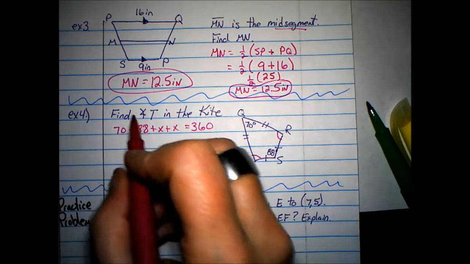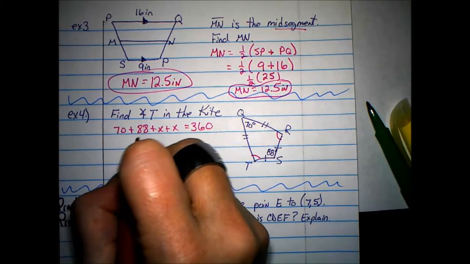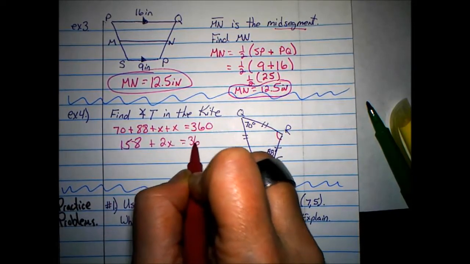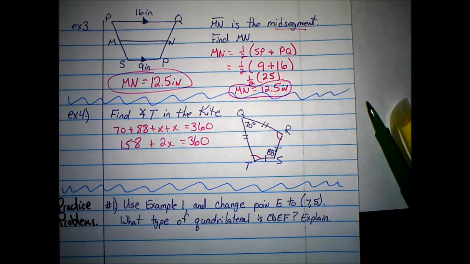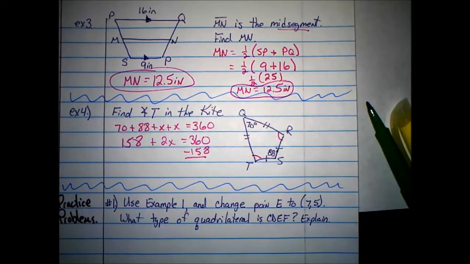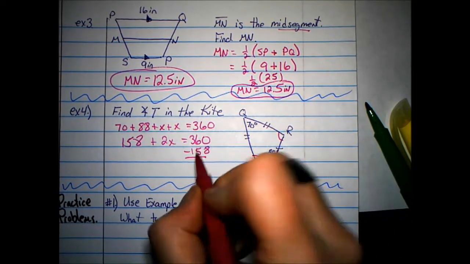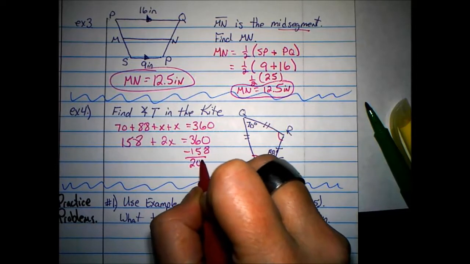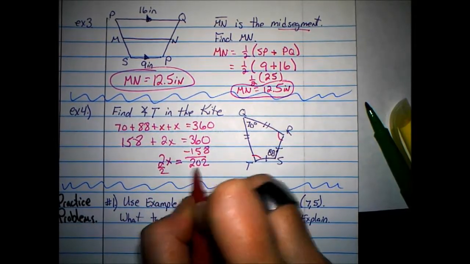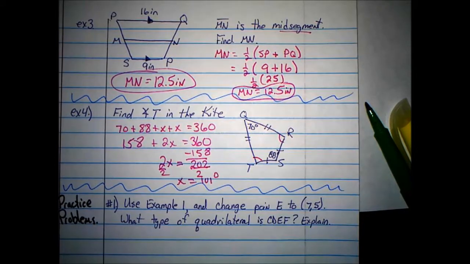If I combine these, I believe this is 158 plus 2x is equal to 360. Make sure I added those right. Yes, and I'm going to subtract 158 from 360, and that gives me 202. And that is equal to 2x. Well, that means I have to divide by 2, and x should equal 101 degrees.